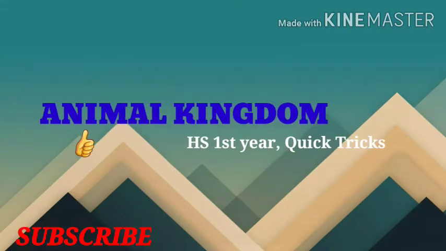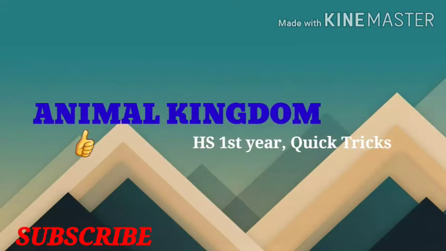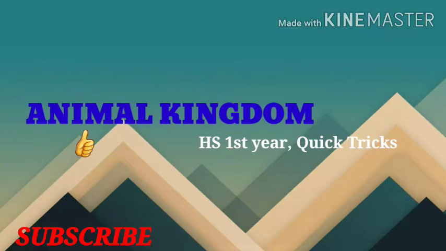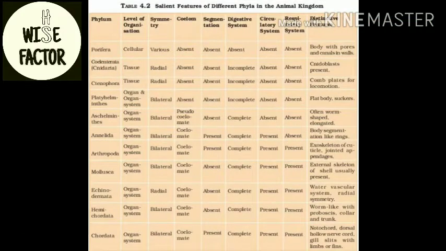Welcome to today's video on the chapter Animal Kingdom from HS first year, and I'll be providing some quick tricks to remember this table provided in the NCERT book. This table reads the salient features of different phyla in the animal kingdom. So basically this table provides a summary of the entire chapter Animal Kingdom.